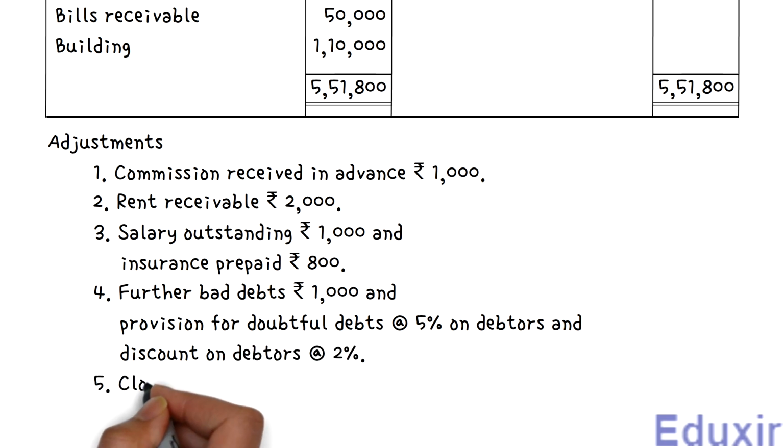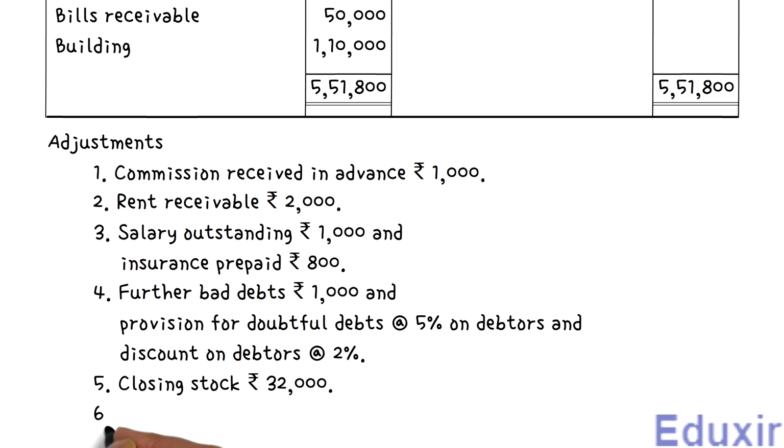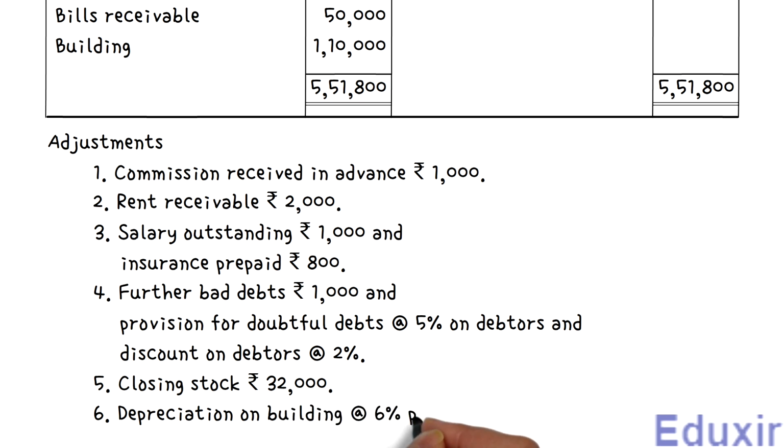The fifth adjustment is related to the closing stock, which is 32,000 rupees. The sixth adjustment is related to the depreciation on building at the rate of 6% per annum.